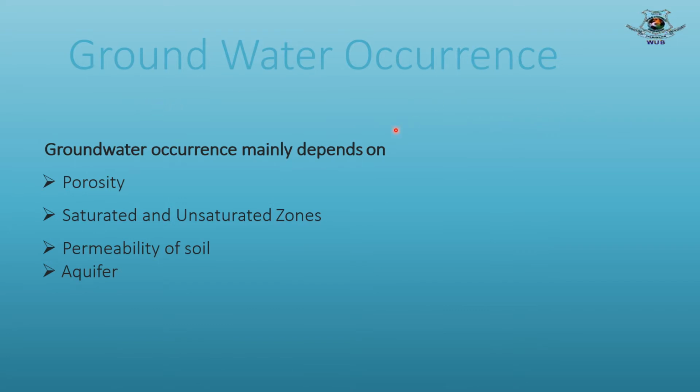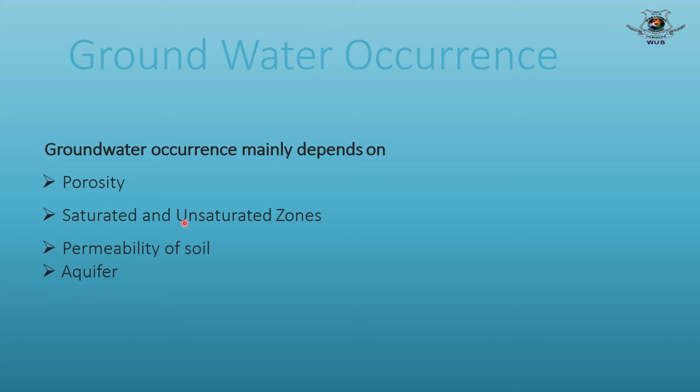Groundwater occurrence. There are many factors which affect groundwater occurrence, and the most common factors are listed here. First one is porosity. We know porosity is the percentage of free available space in soil. That means it is the percentage of void space. So if the void space increases, the rate of groundwater occurrence will also increase. Thus porosity influences groundwater occurrence.